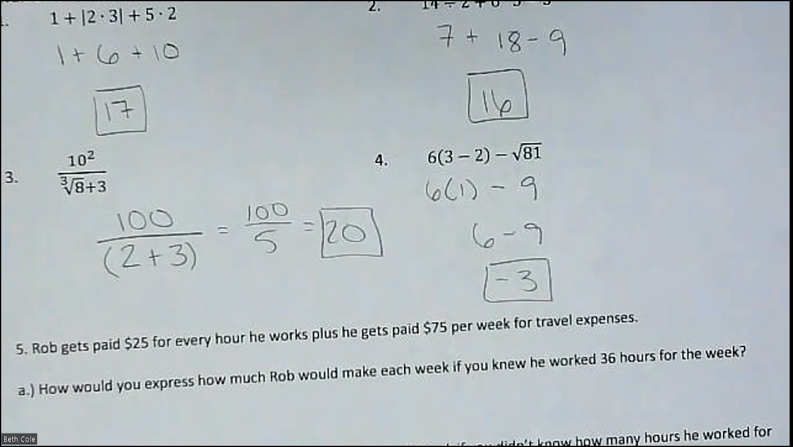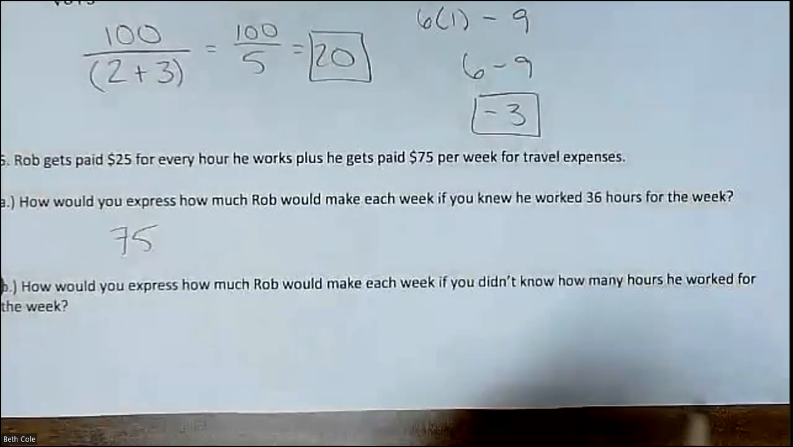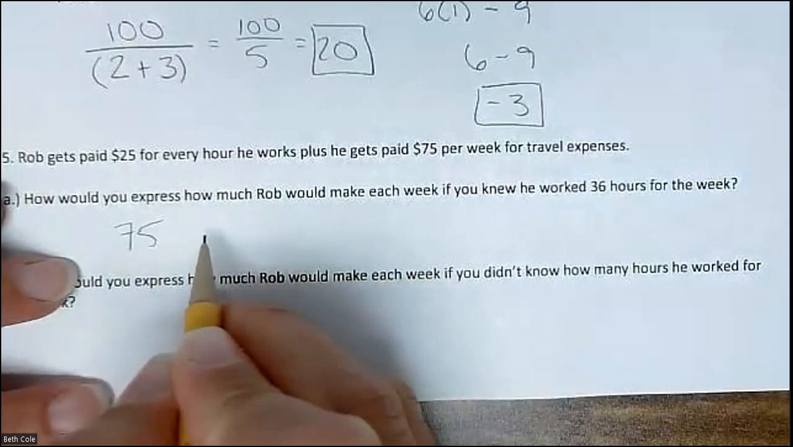Rob gets paid $25 per hour, plus he gets $75 for his travel expenses. This is exactly like you're going to pay whatever to get into the movie theater and then such and such per snack. It's exactly like that. He gets the 75 no matter what, like he gets that for his expenses. And then what would we put after that?